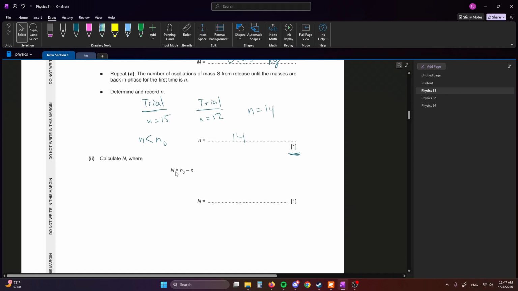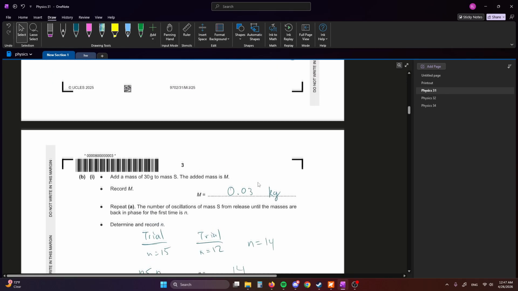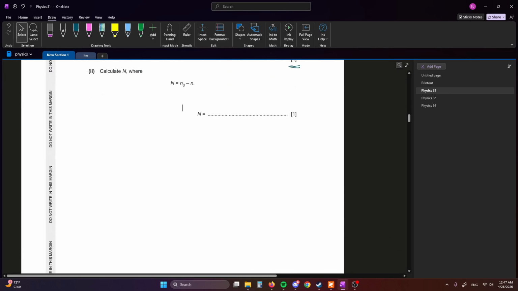All right, so calculate n when this is this. I'm sure that we can all calculate this. It's a simple arithmetic problem. Sorry. You just take 21 minus 14. So you just say 7. And the only mark is that.